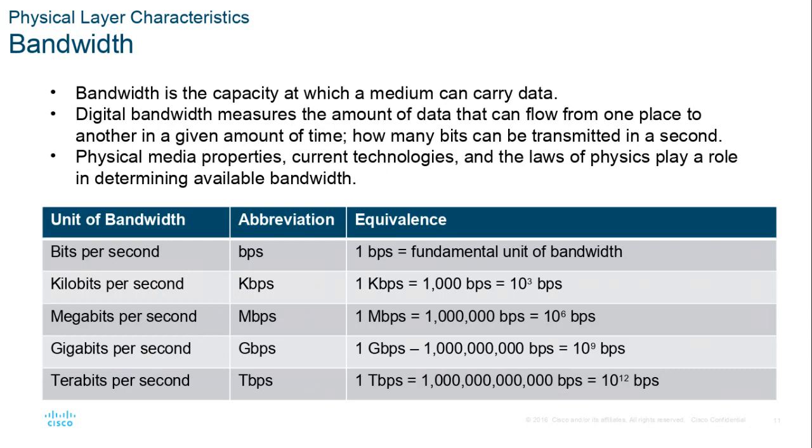Bandwidth: how fast can media carry data? When you get an internet circuit from your internet service provider, you purchase a certain amount of bandwidth. Most of you are on cable, aren't you? The cable companies are now advertising 200, 300 megabit, and maybe a gigabit if you have fiber optic cable.